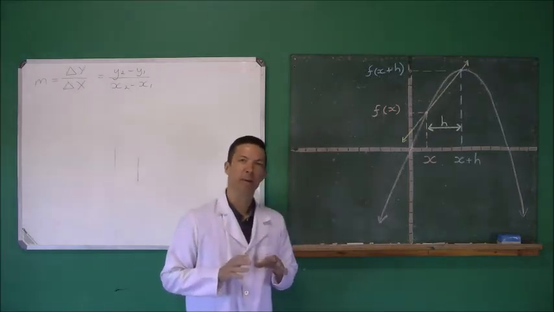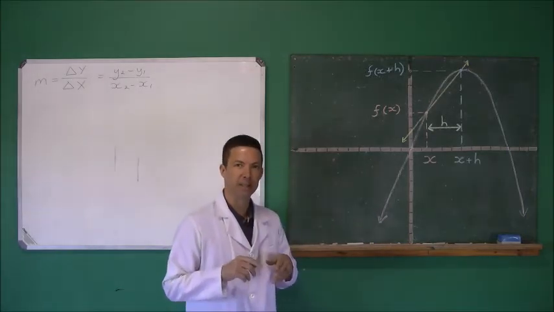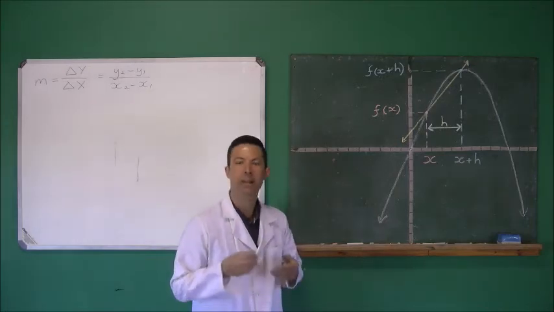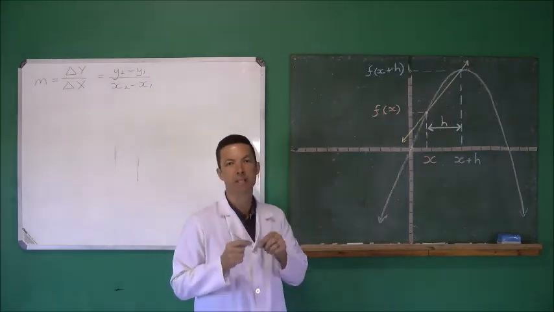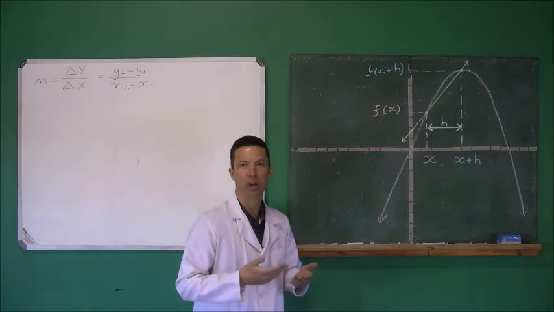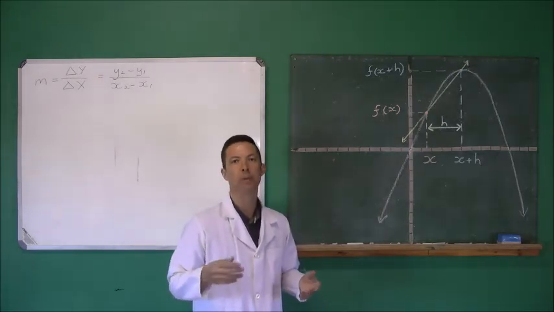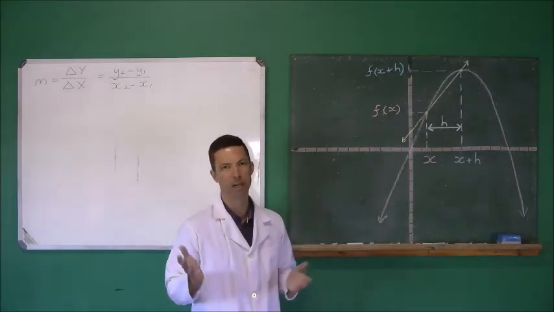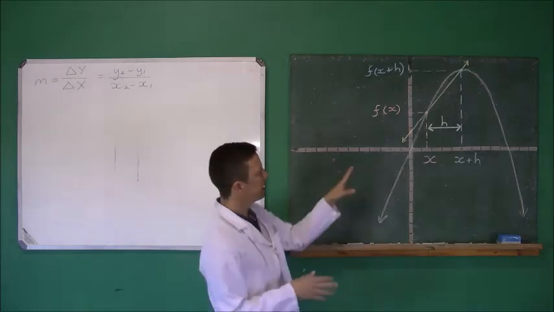The first thing to remember is that a derivative is simply a gradient. The only difference is that a derivative finds the gradient on a curve, which is obviously changing all the time, which is why we have a different formula. But let's say it is a gradient. Let's have a look here.